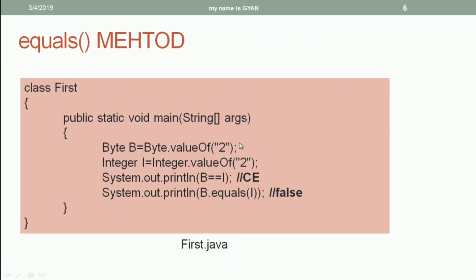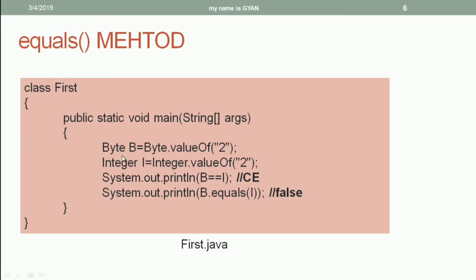In this case, we are creating a new byte object with the content 2, and that will be created in the constant pool. In the second statement, we are creating a new integer object with the content 2, and that will also be created in the constant pool. Since they are of different types, one object is of type byte and the other is of type integer, they will be different objects. Even if their contents are the same, their types are different.